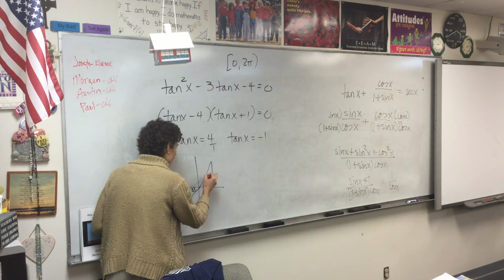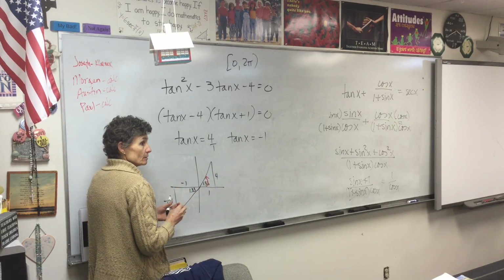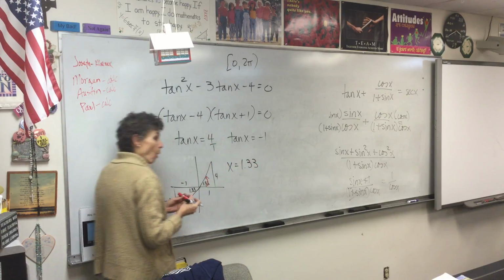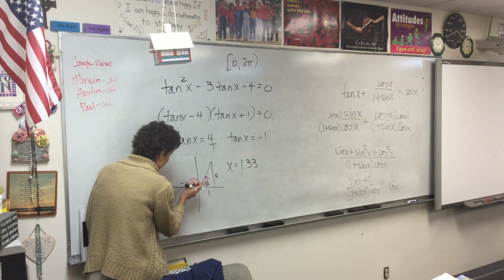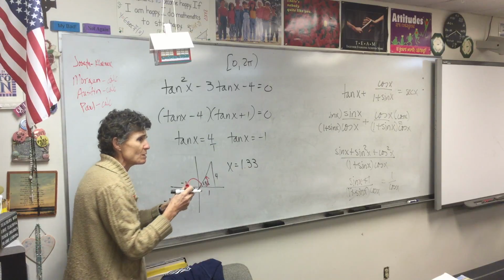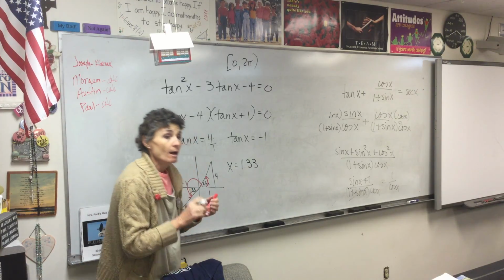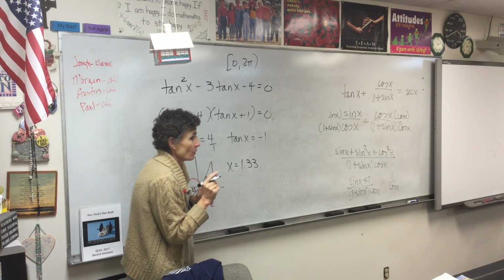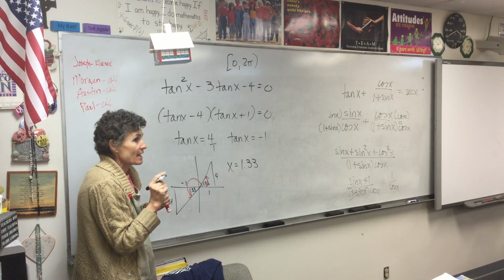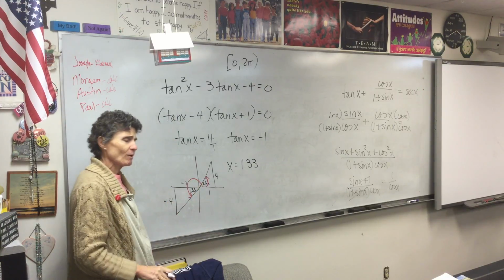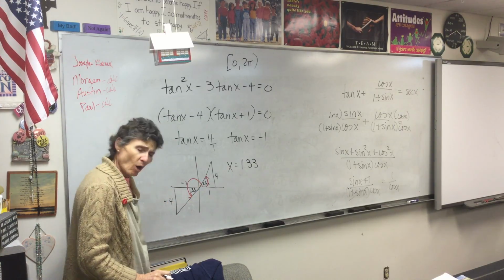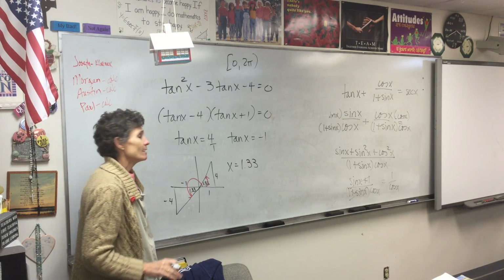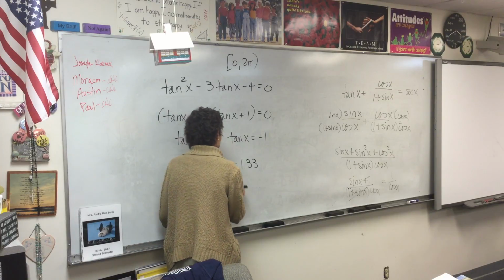Now the answers to the question are these angles. So it's this guy right here, which is 1.33, or this guy right here, which would be what? Be careful. You want to say 180 plus 1.33, but you can't.